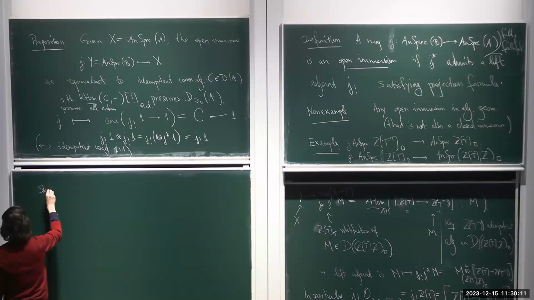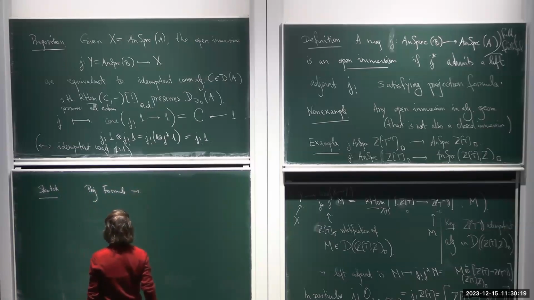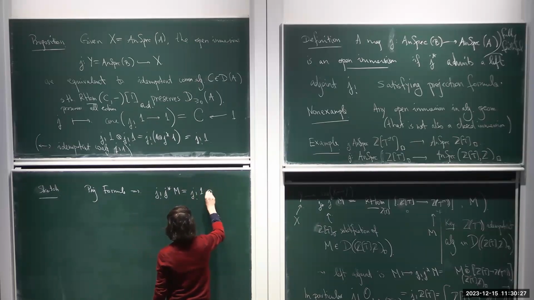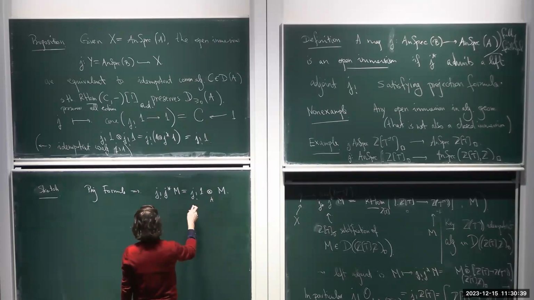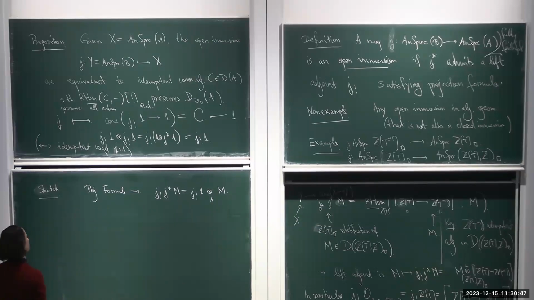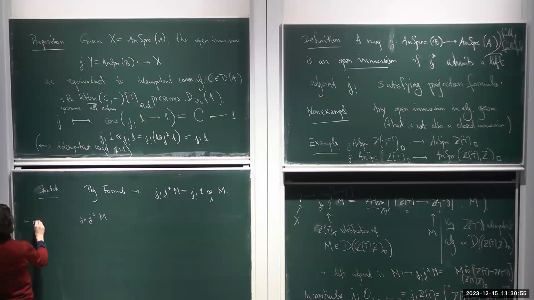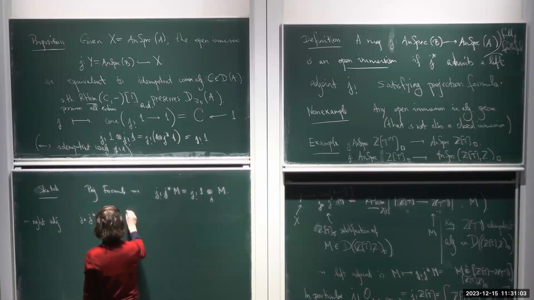Let me just say a few words. The projection formula implies that j lower shriek j upper star of any module M is really just j lower shriek of the unit tensor M. And this means that this thing is completely determined by that, and so this means that the right adjoint is actually just given by the right adjoint functor, so it's actually just the internal Hom from j lower shriek of the unit into that.